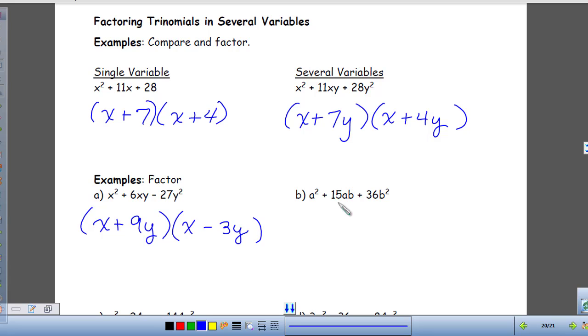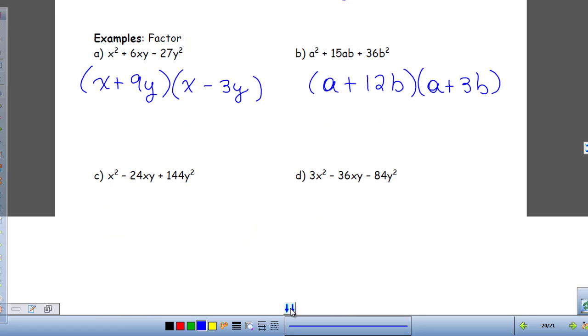Okay, what about here? We've got a squared plus 15ab plus 36b squared. 12 and 3. So we've got a plus 12b and a plus 3b. 12 times 3 gives me 36. And then 12ab plus 3ab will give me 15ab. Questions about that?